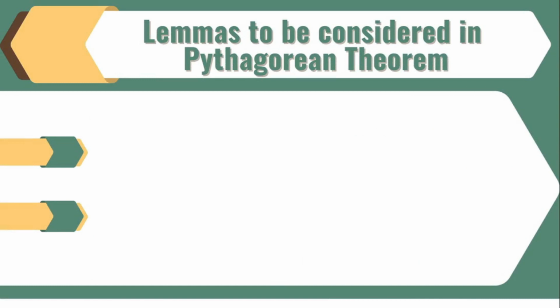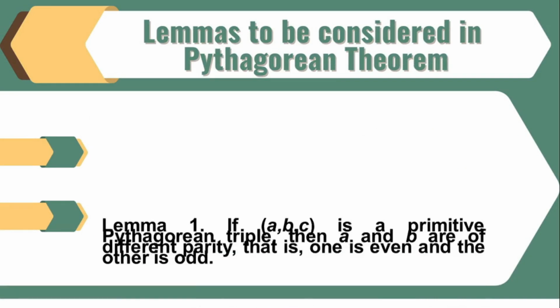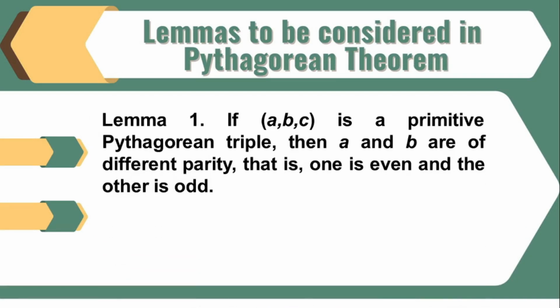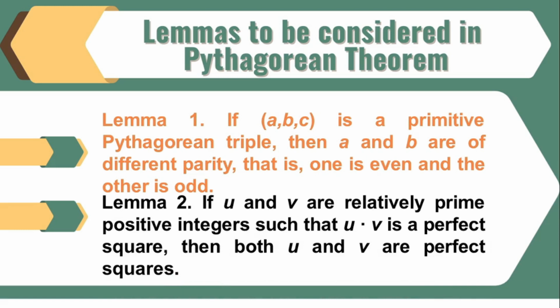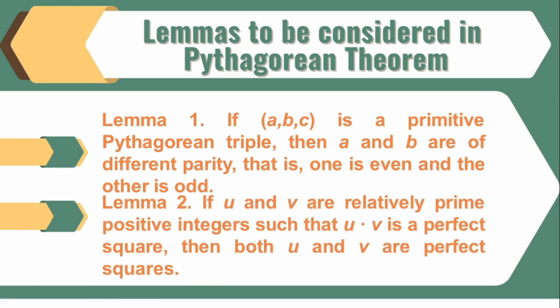So the first lemma is: if a, b, c is a primitive Pythagorean triple, then a and b are of different parity. It's either one is even and the other is odd. And the second lemma is: if u and v are relatively prime positive integers such that u times v is a perfect square, then both u and v are perfect squares also.